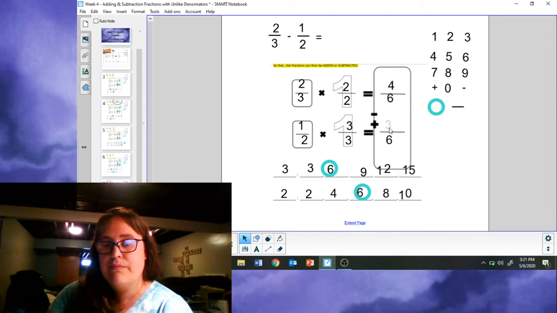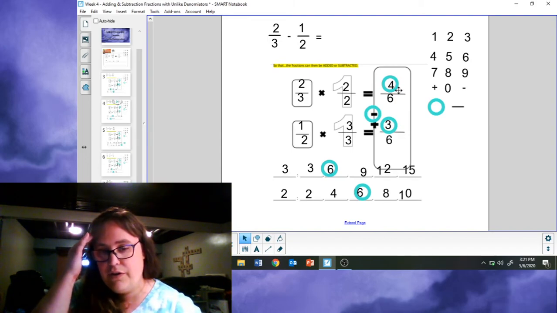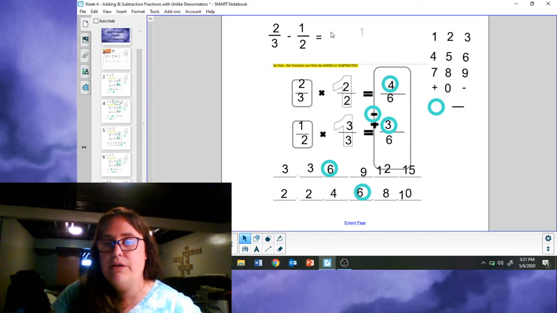I'm going to go back up here to remind myself if I'm adding or subtracting. I am subtracting. Again, this form was built for both. And I'm going to just circle those numerators. That's all you need to focus on. 4 minus 3. 4, 3, 2, 1. Or if you put that 3 in your head, you're going to count up. It's 3, 4. Any way you do it, you get 1. And your denominator stays the same, and it is 6. So 2/3 minus half equals 1/6.